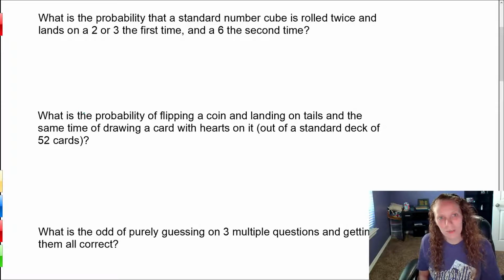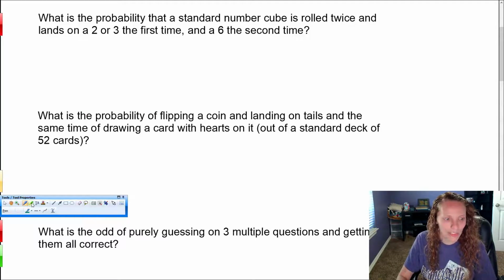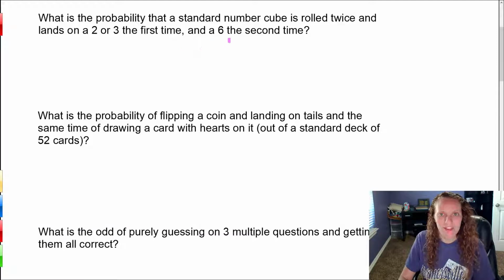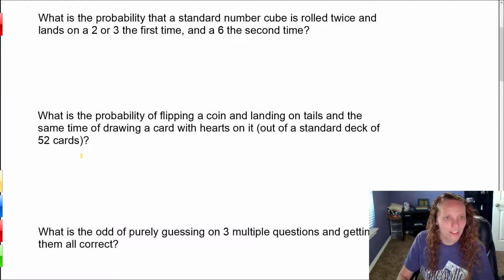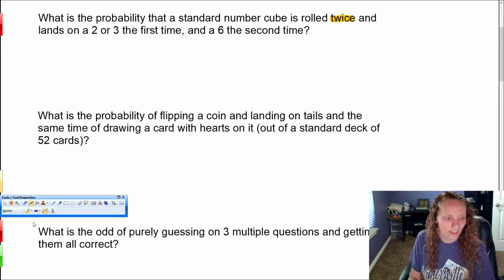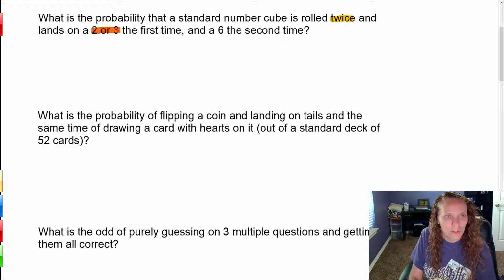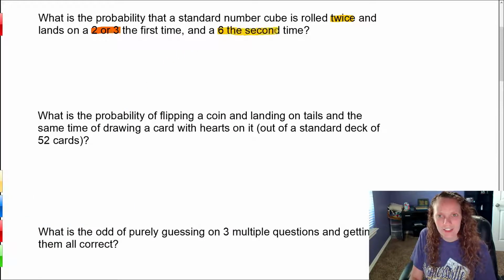So what is the probability of a standard number cube being rolled twice and landing on a 2 or a 3 the first time and then a 6 on the second time? So let's highlight the two different events that are happening here, because they're rolling it twice. We want to know the odds of it landing on a 2 or a 3 the first time and then a 6 on the second time.